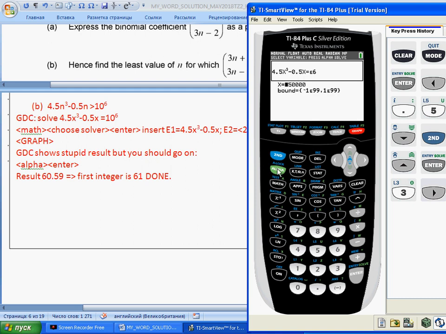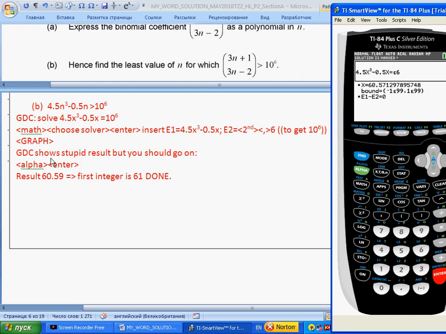Again we press alpha, enter. And now we get the correct answer. So I corrected my mistake in the formula. Now we get 60.5, and n means that it should be an integer number, so you choose 61. The graphic calculator gives us 60.59. The first integer is 61. So the answer is 61. This question is done.